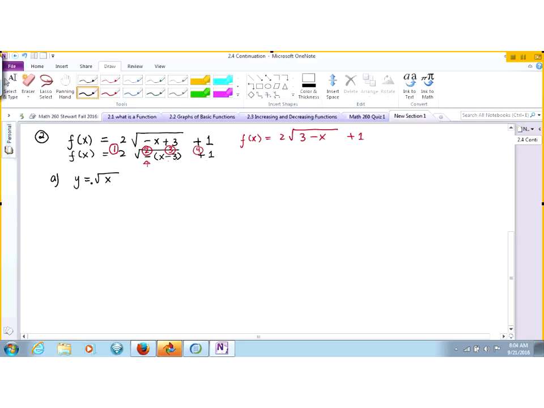Okay, good. Now, so this is my basic function. So what about the transformation? And we labeled them, and there are 4. Okay, so what does this 2 do? Yes. Vertical stretch by a factor of 2. That's right.